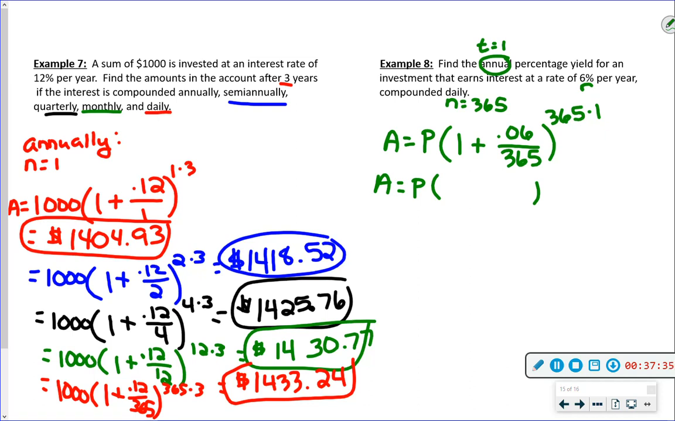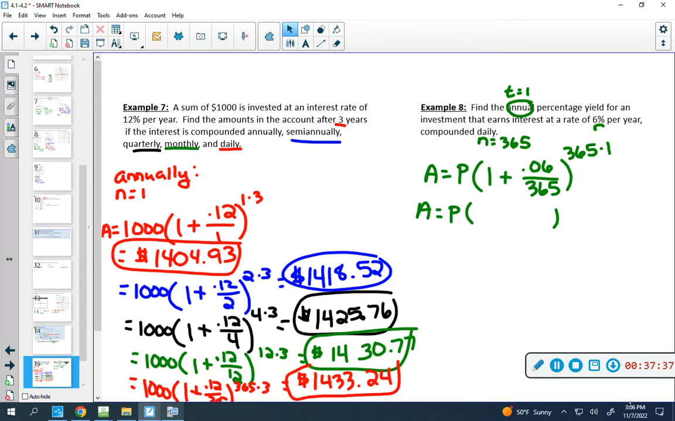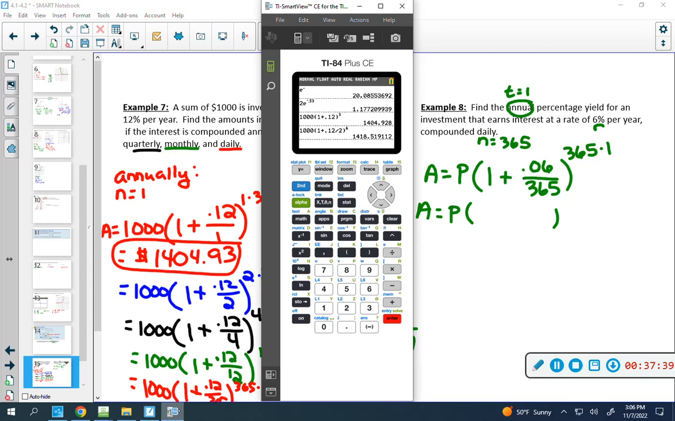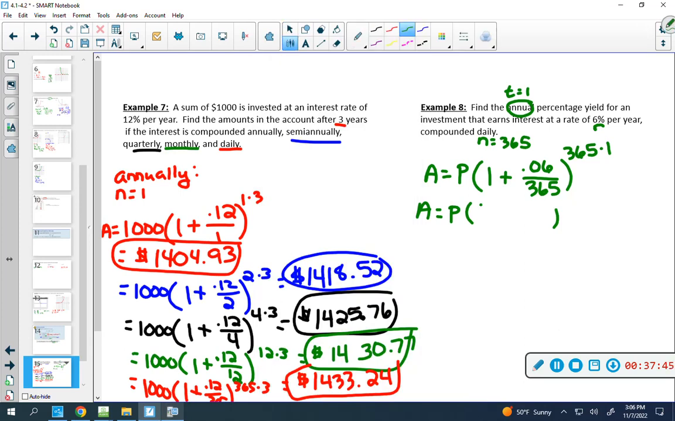Should I type this one in? 1.06. Yeah. 1.0618. Yeah. You got it. So I heard 1.0683. No. 183. I'm sorry. No, I agree.